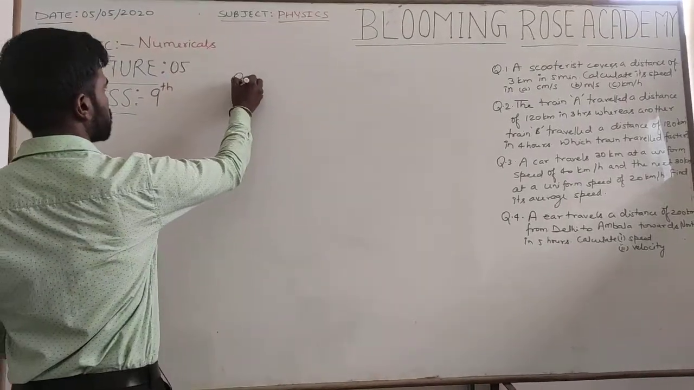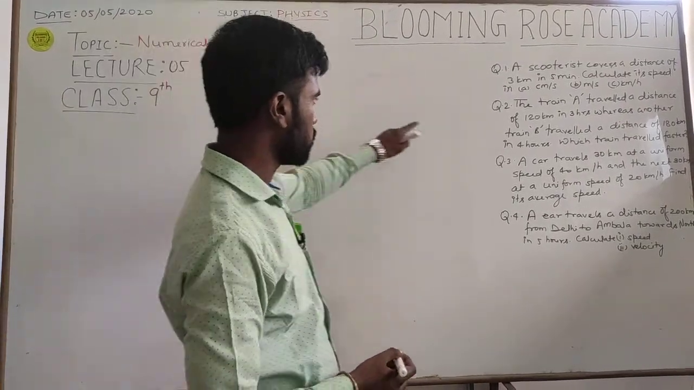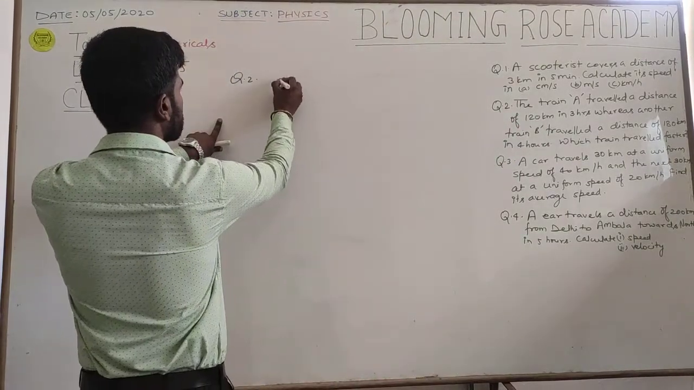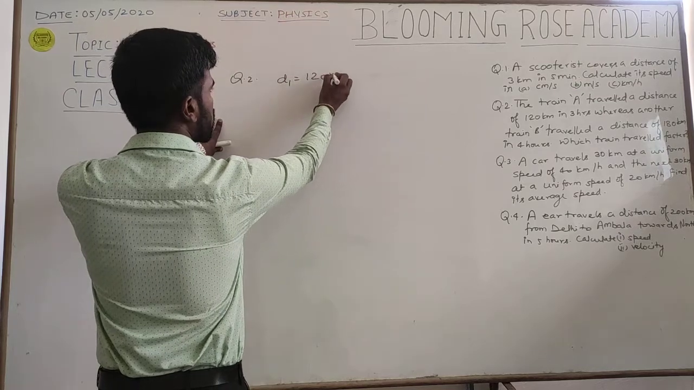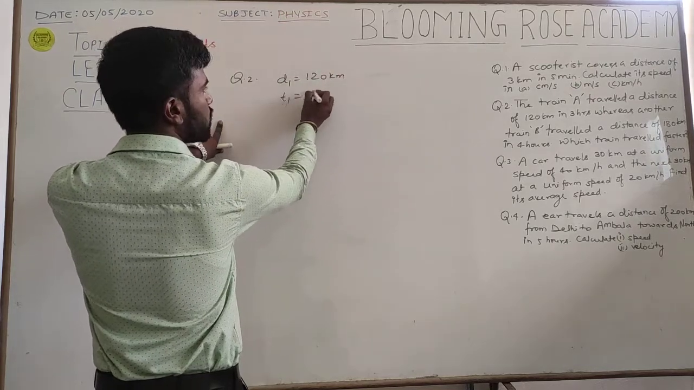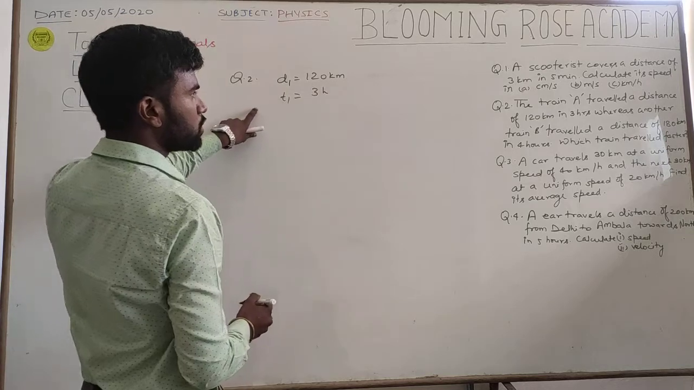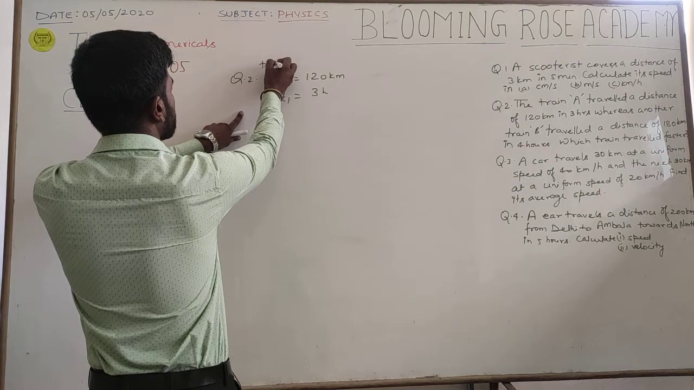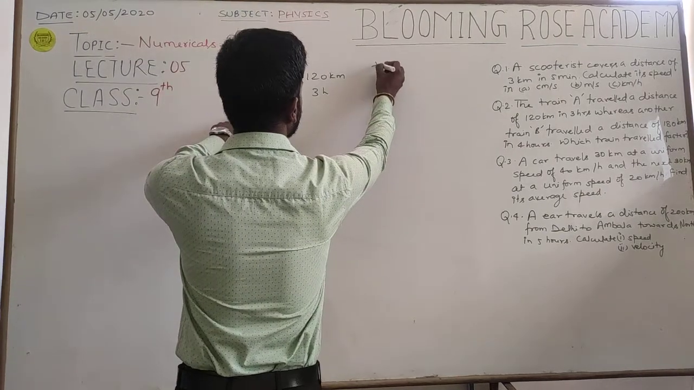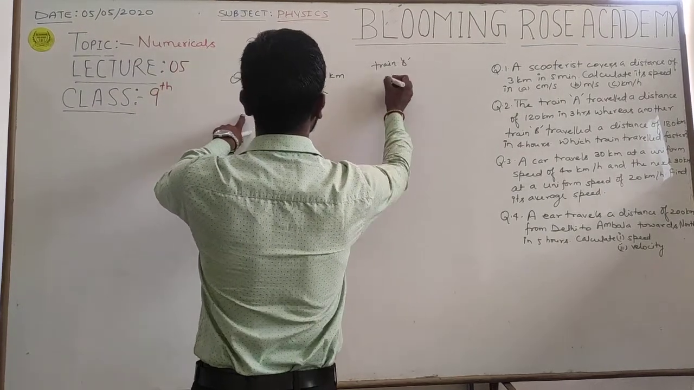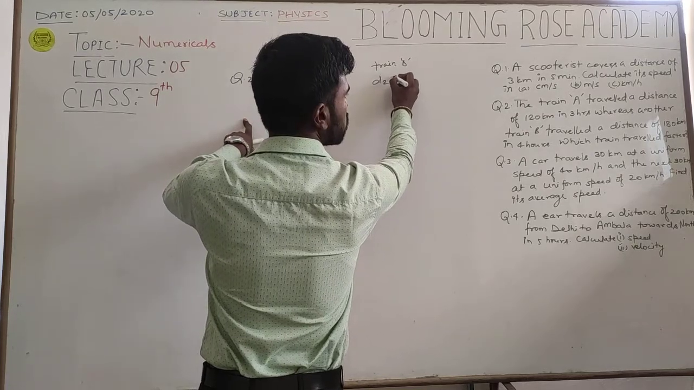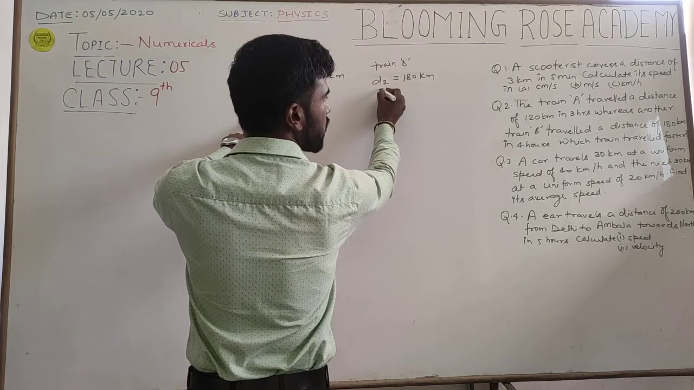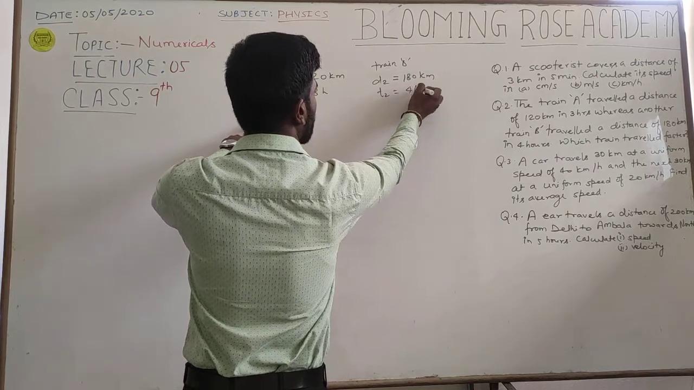Now question number 2. In question number 2 we see what is given to us. The distance given is d1 equal to 120 kilometer and time t1 is equal to 3 hours for train A. For train B, distance d2 is equal to 180 kilometer and time t2 is equal to 4 hours.